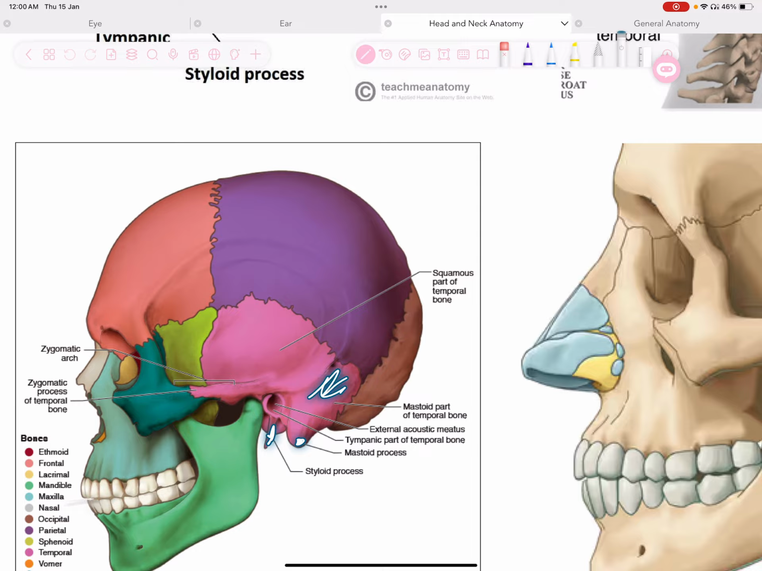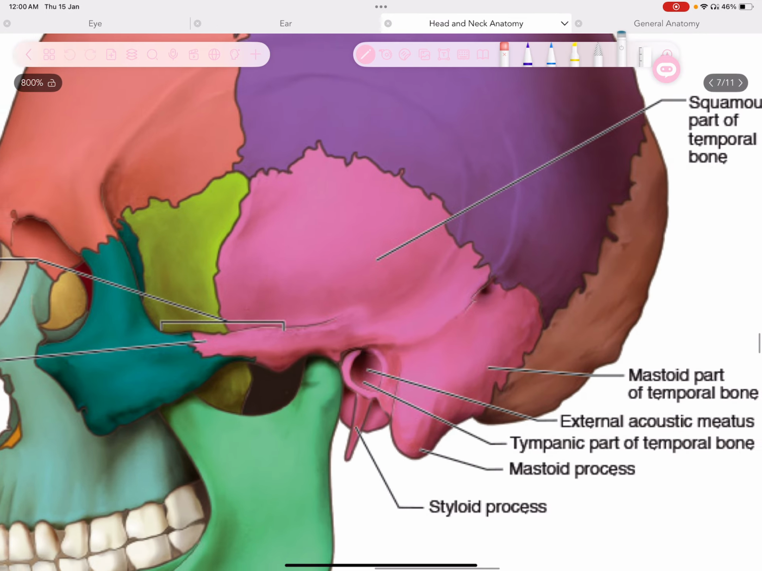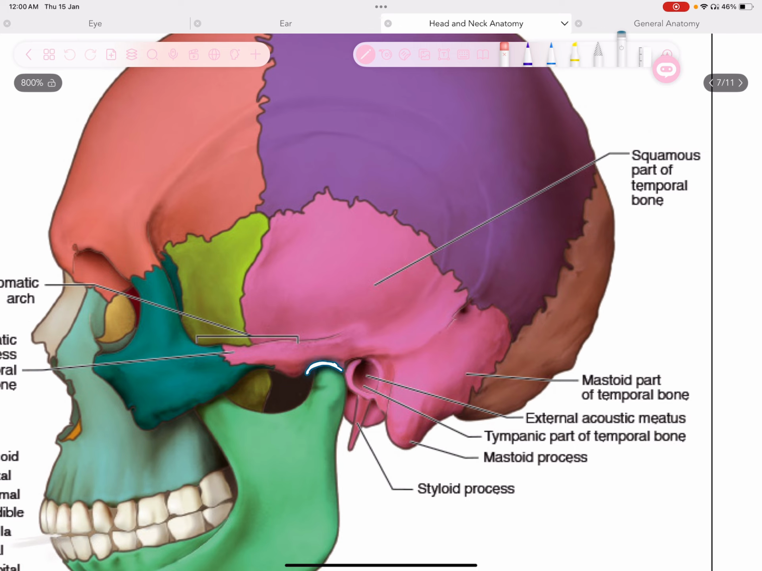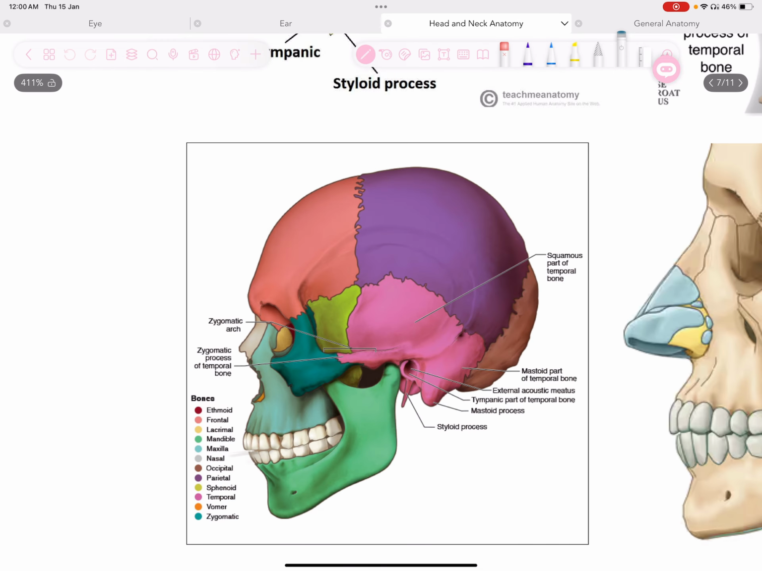So this is the petromastoid part, this is the squamous part, and this is the zygomatic process of the temporal bone, right? And right here, this is the mandibular fossa, and this is the articular tubercle. So mandibular fossa and articular tubercle. I hope that's clear now.